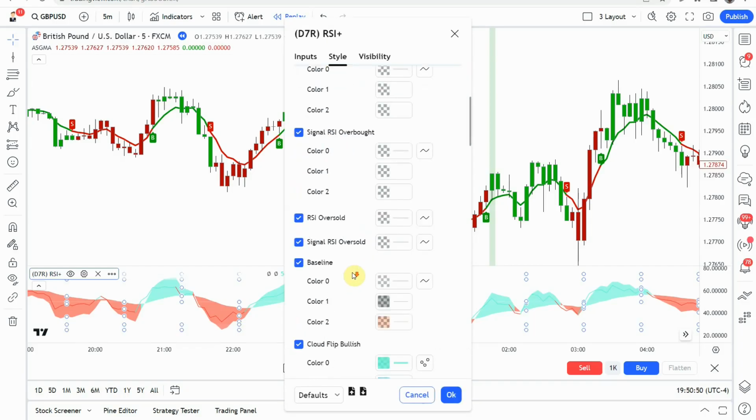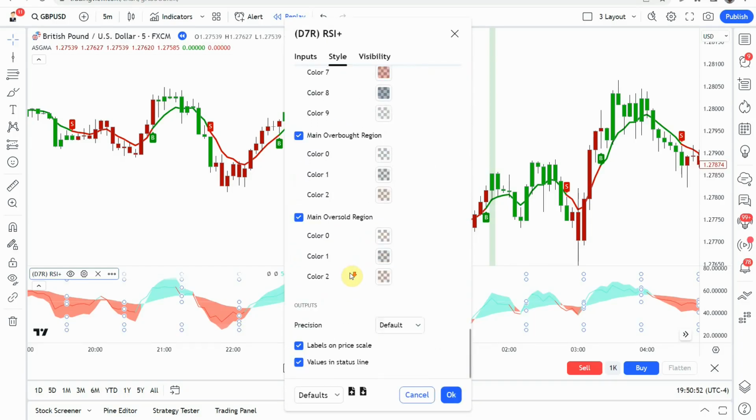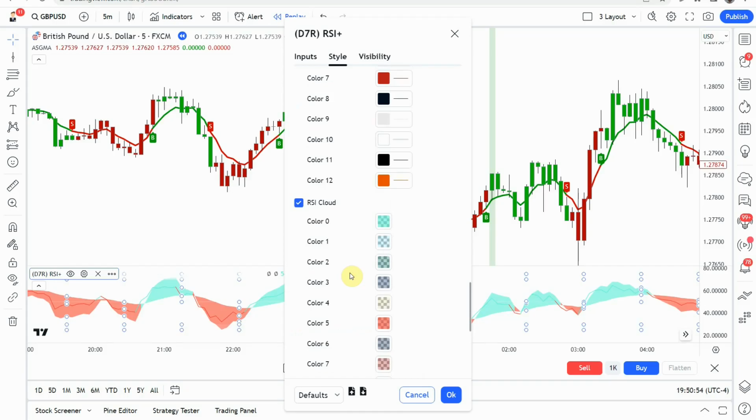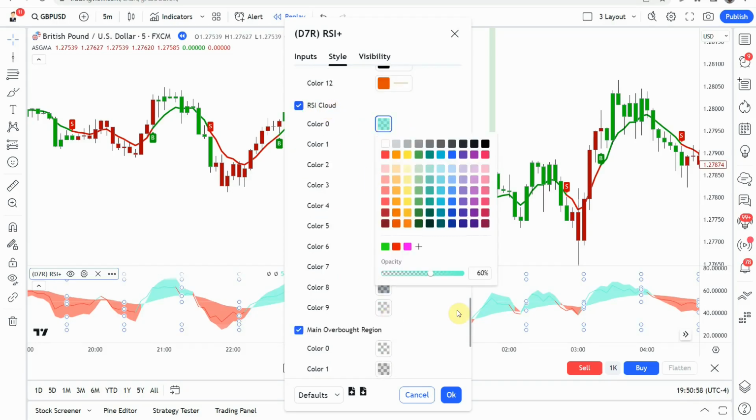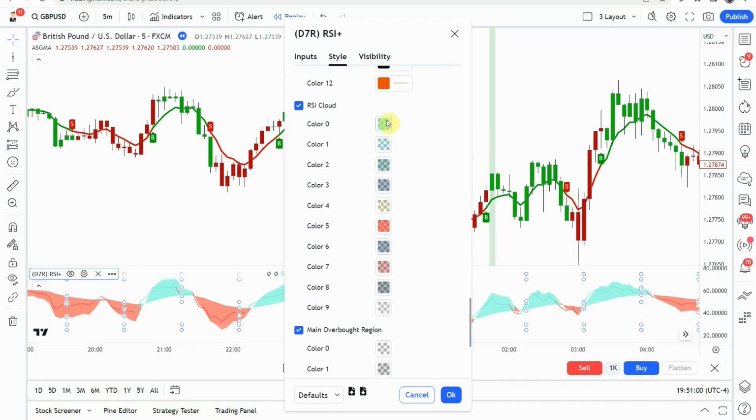I did go into the style on this one, went down pretty close to the bottom here to the RSI cloud, and I did bump up the opacity of this top light blue color and then the number 5 red color there.